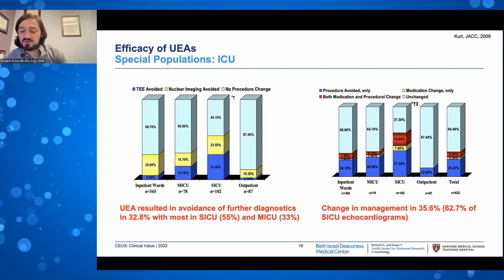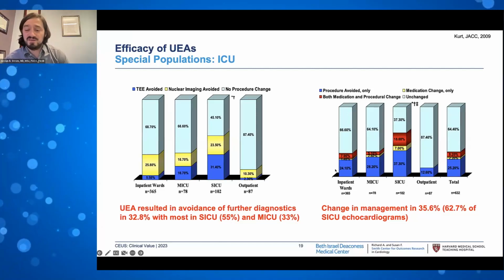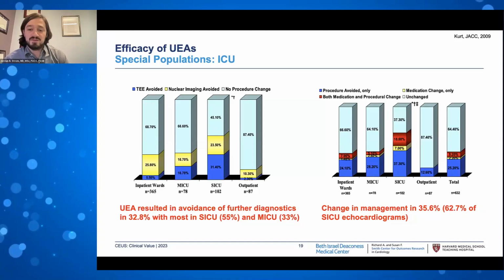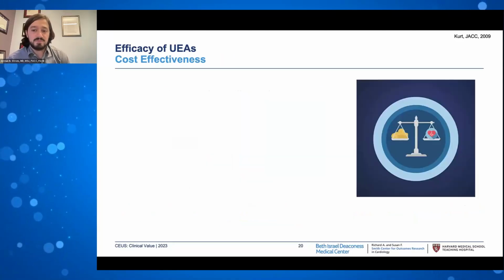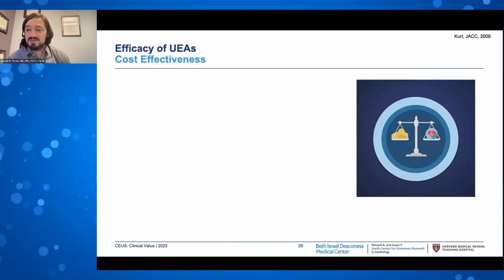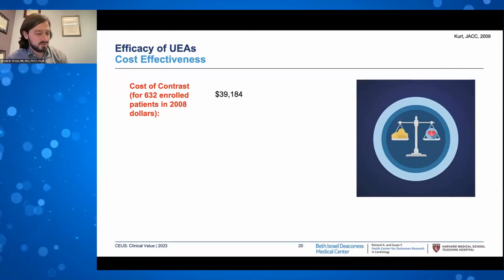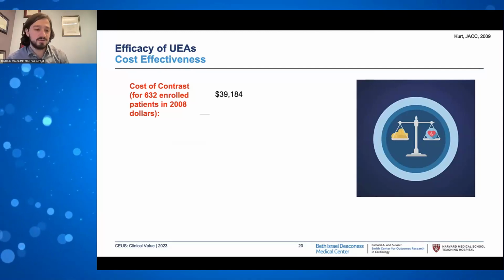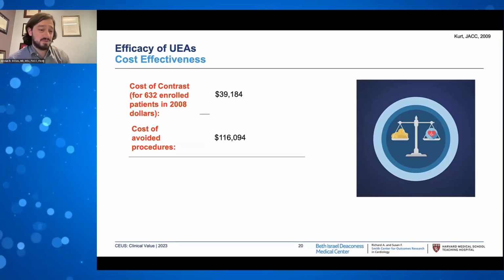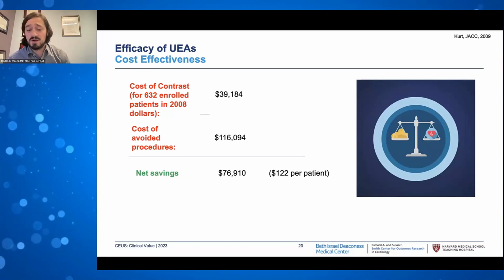So management was changed in about a third and about 2/3 of CEUS echocardiograms, including avoidance of procedures like coronary angiography, as well as differences in medications as well. So when you think about this in terms of cost effectiveness, if the cost of contrast in the study in 2008 for those 632 patients was about $40,000, if you then look at the cost of the avoided procedures, which is about $116,000, there's a net savings of about $76,000 or $122 per patient.